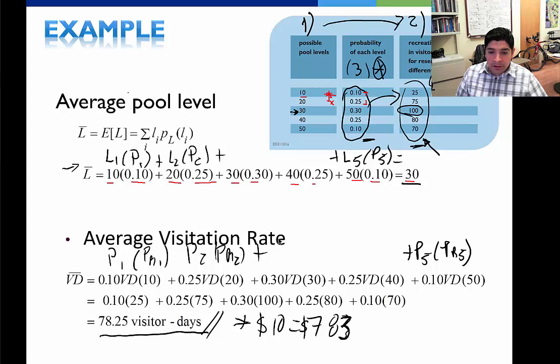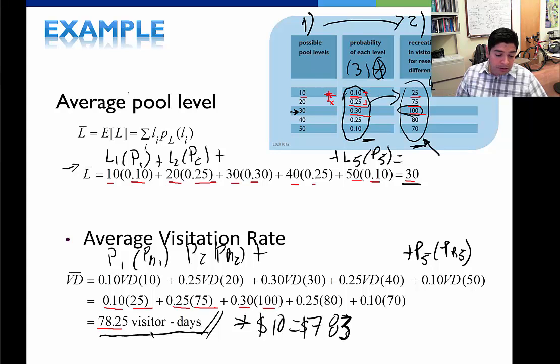For the average visitor rate, you need to do exactly the same. What is the visitor rate times the probability of that happening, which is here. Then what is the probability of 75 visitors happening? You have it here. What is the probability of 100 happening? It is this, and so on. So at the end, we get the expected average visitor rate. What is the expected visitor rate? On average, we have 78.25 visitors per day.